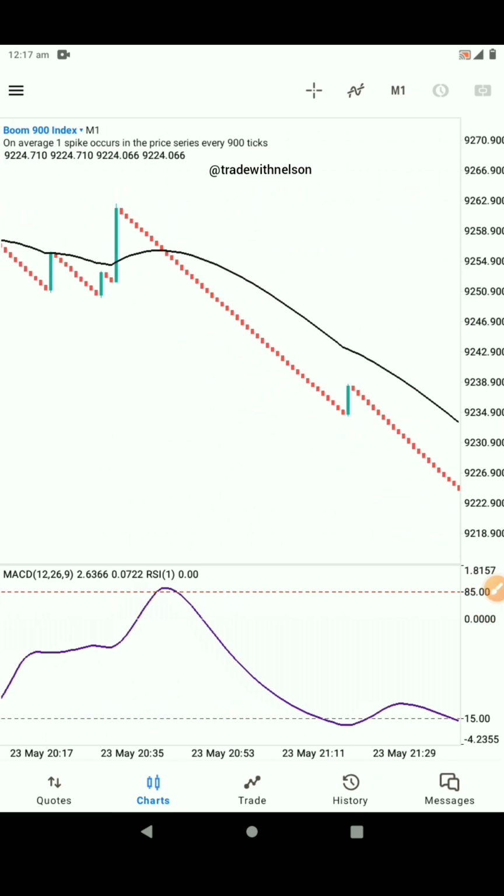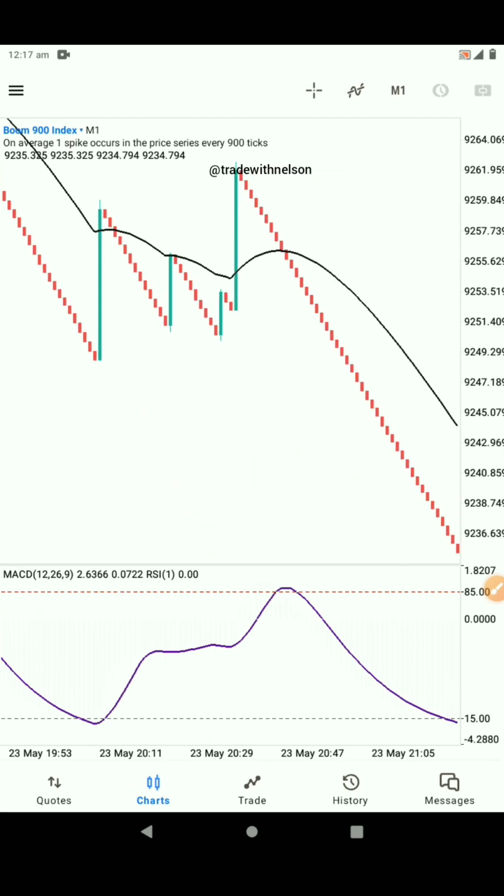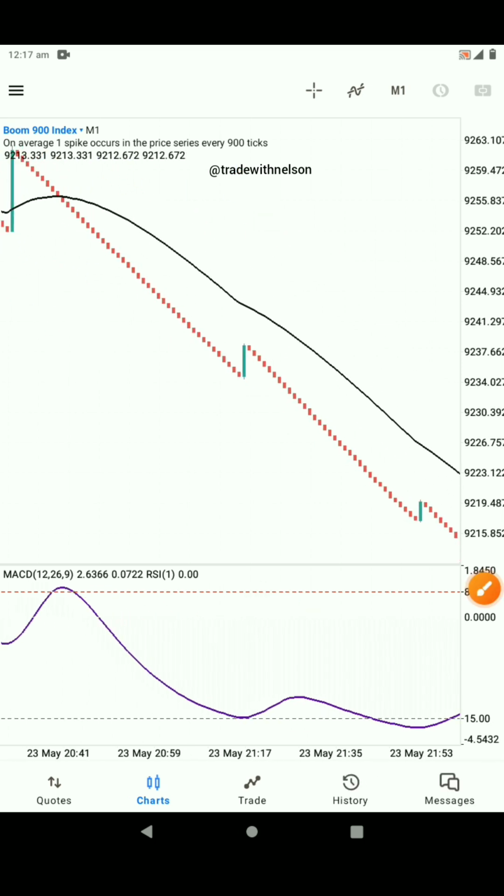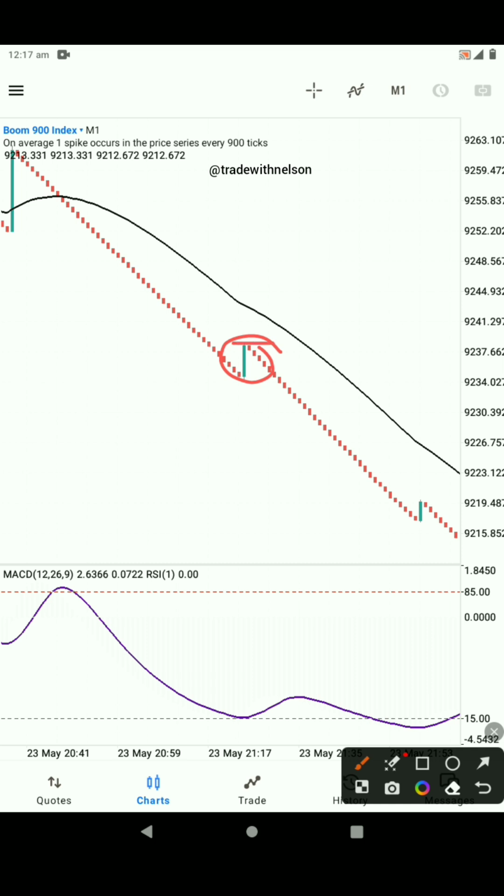This is the Boom 900 market. What are we looking for? We want to see a spike that pushes this MACD into the 85 level. Don't forget, I said for the bull market, you focus on this 85 resistance level. The market goes below the moving average at this point. You see this spike that breaks it. Then you want to see a small spike again. You enter your sell, and then you count your 5 candles. You see how the market delivers that. Close your trade and look for another opportunity.